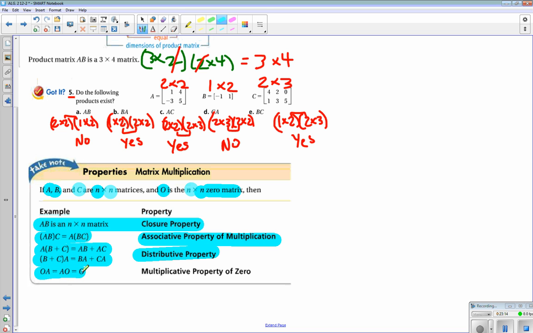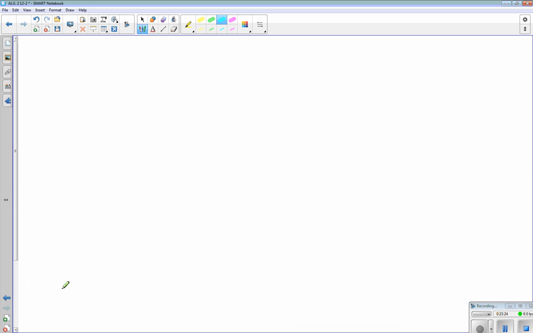Anything times the zero matrix is going to give you the zero matrix. That's the multiplicative property of 0. And that's it for this lesson.